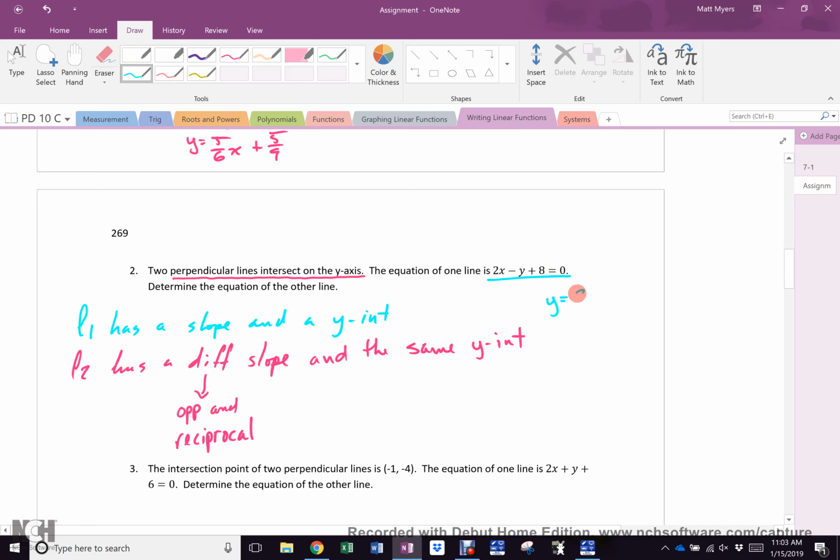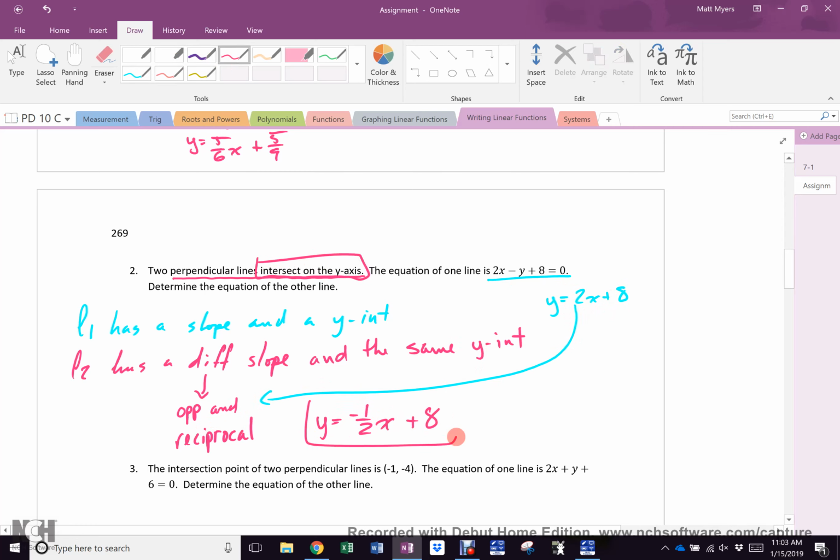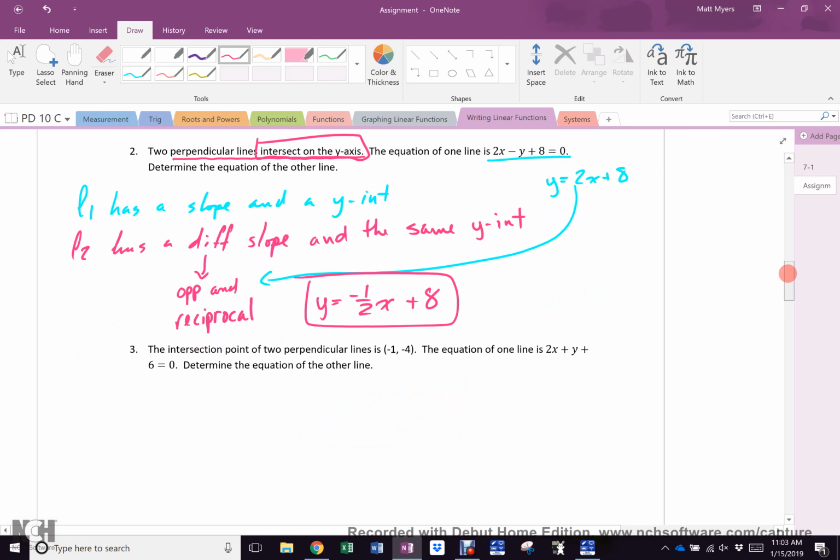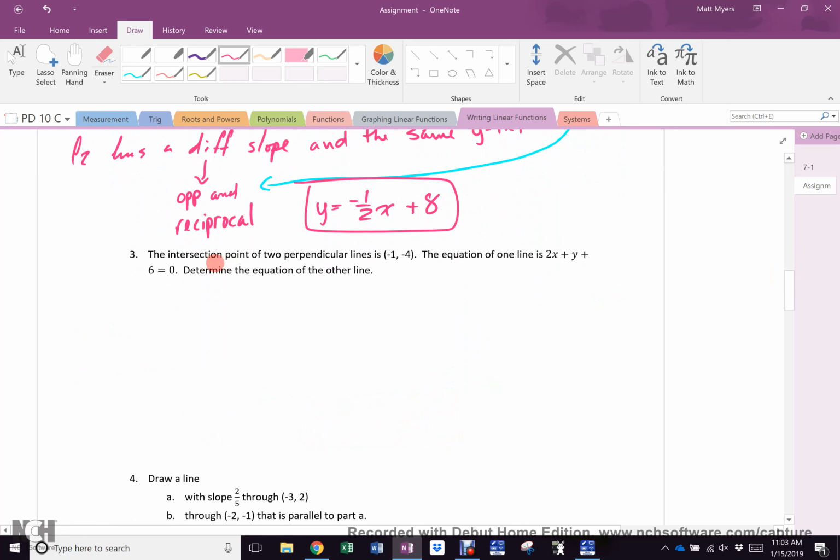So, this is the first line. y equals 2x plus 8. My slope gets opposite and reciprocated to get y equals negative 1/2 x. And the y-intercept has to stay the same because they intersect at the y-intercept. So it was plus 8. That's the final answer. The intersection point of two perpendicular lines is right there.